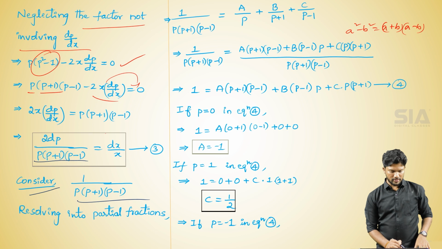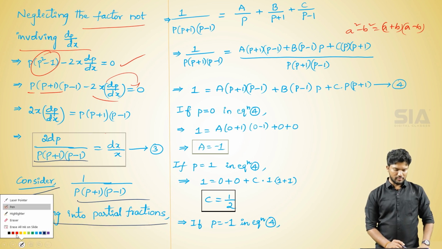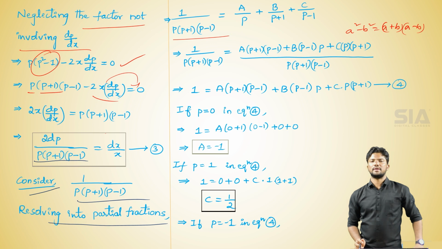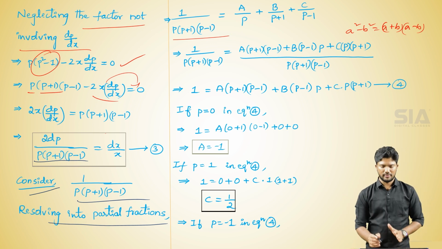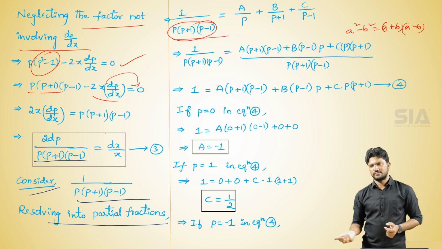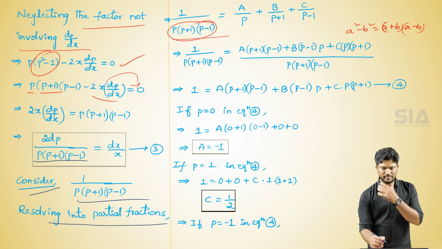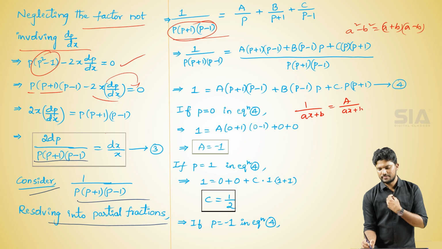By resolving into partial fractions, you will get that value in this format: 1 by p into p plus 1 into p minus 1 is equal to... You know very well, partial fractions are nothing but, whenever a denominator is in linear factors format, linear factors means whenever the denominator is in ax plus b format, then you have to write capital A by ax plus b.